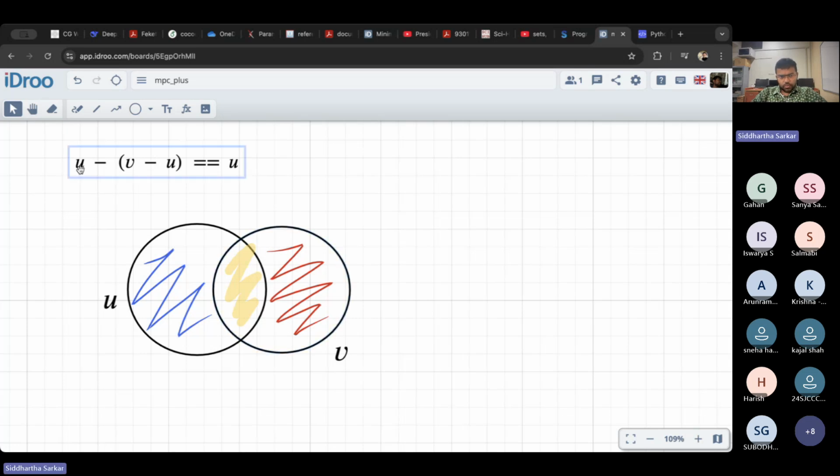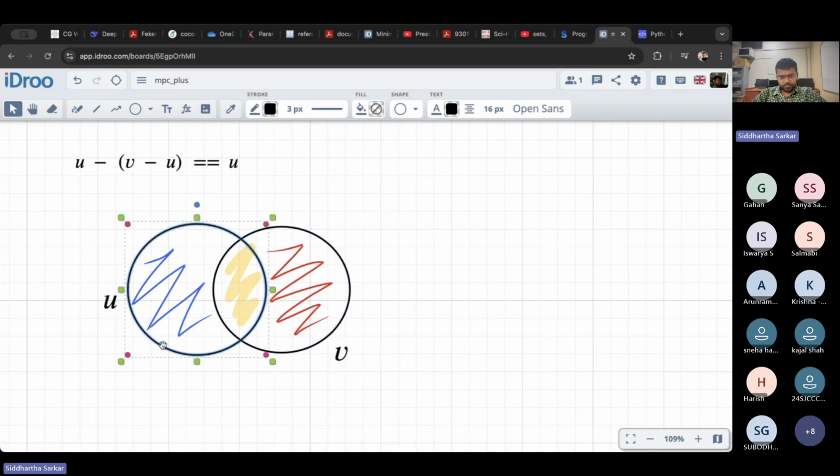So what is U minus this crescent part? U is this entire thing, and from here you remove all the elements which are in this part. But these two parts are disjoint, right? So U and V minus U have nothing in common. So even if you remove V minus U from U, nothing has really happened to U. So U remains unchanged. There is no change in U, isn't it?